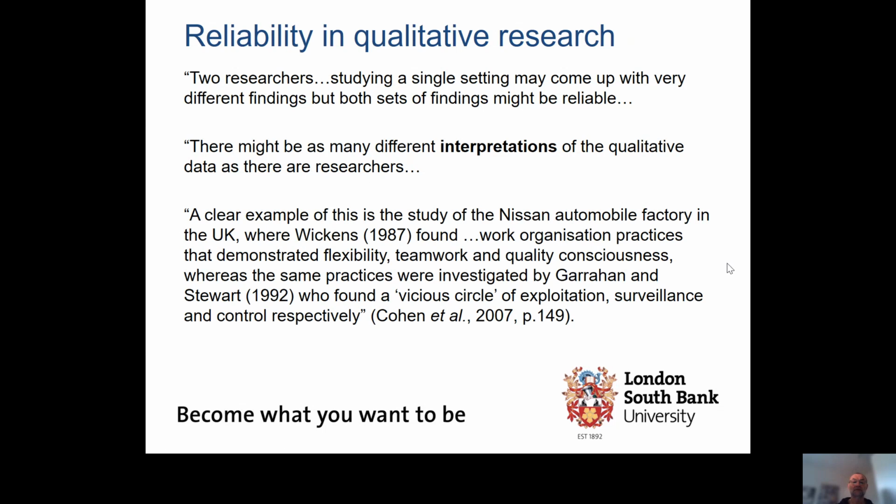Here's an example. This is quite a famous example: a study of a Nissan car factory. Wickens found in '87 organisation practices that demonstrated flexibility, teamwork, and quality consciousness, whereas the same practices were investigated by Garahan and Stewart five years later, and they found a vicious circle of exploitation, surveillance, and control, respectively. That's interesting, isn't it? So two sets of qualitative researchers found incredibly contrasting things about a particular setting. Okay.